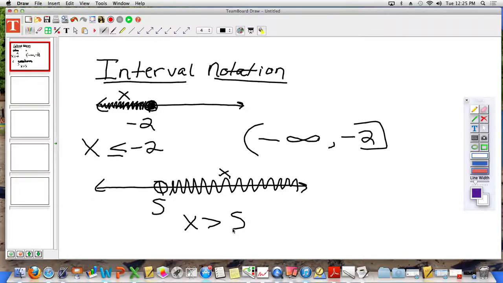All right. So where does the shading begin? Look at the leftmost side. Where does the shading begin? 5. Where does it end? Infinity. So we go 5 to positive infinity. No need to put a positive out front. You just leave it as an infinity symbol. It's assumed that it's positive. What do I put with the infinity symbol? A parenthesis. What do I put with the 5? Parenthesis. Why a parenthesis and not a bracket? It's not colored in. It does not include the 5. It's everything after 5. Does that make sense? Yeah.